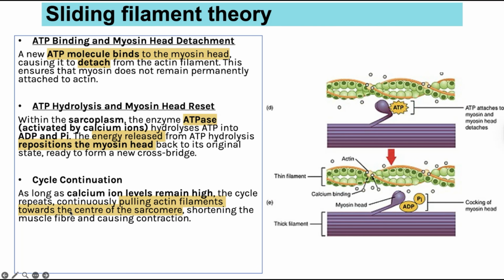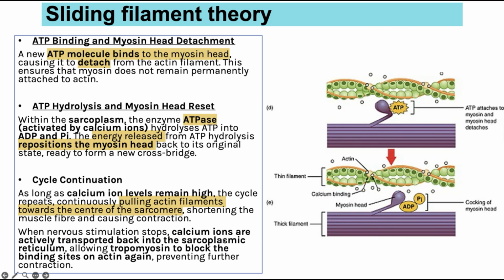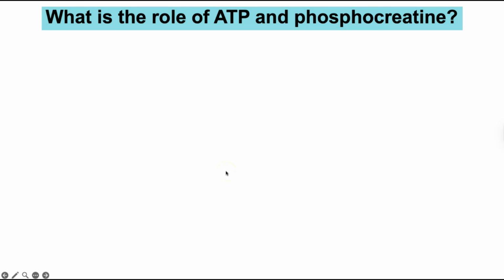So as long as calcium ion levels remain high, the cycle repeats, continuously pulling the actin filaments towards the centre of the sarcomere, shortening the muscle fibre and causing contraction. When the nervous system stimulation stops, calcium ions are then actively transported back into the sarcoplasmic reticulum, and that allows the tropomyosin to move back to block the myosin binding sites on actin to prevent any further contraction, and the muscle will relax. So some common questions.